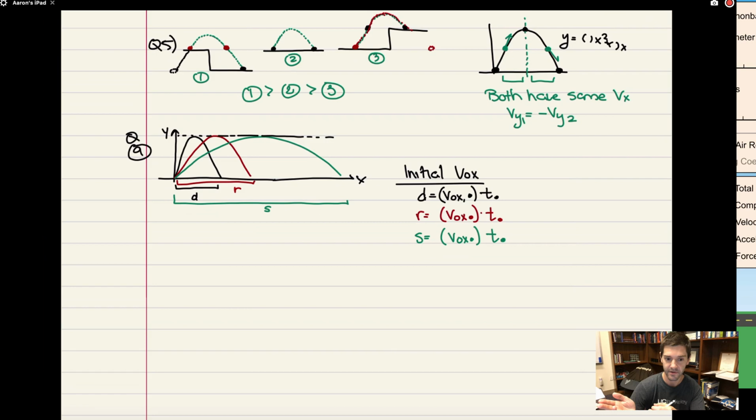All right, well, that was a good try. The fact that they all reach the same maximum height is interesting. That suggests we might be able to calculate something. We also now have this variable t, where these represent the total time in the air.